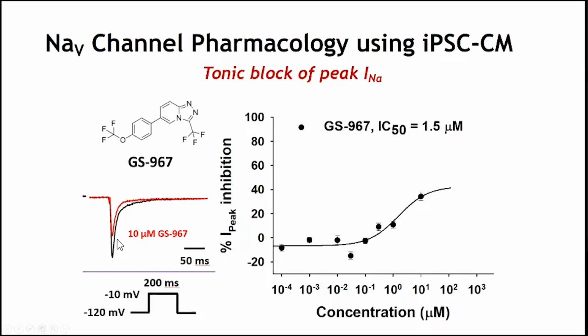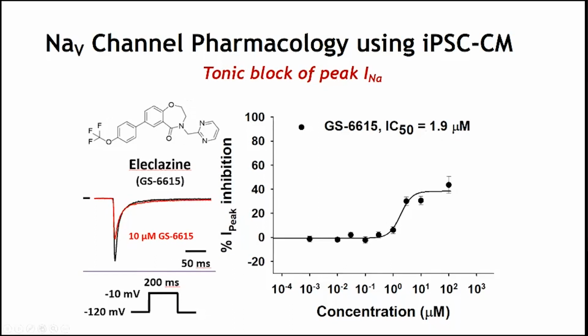It had very little effects on peak current, and then a derivative of GS967, GS6615, which at the time was being developed for clinical use in cardiac arrhythmias. I think it didn't make it quite out of clinical trials. Both of these drugs were investigational at the time. No one had tested them on human cardiomyocytes.